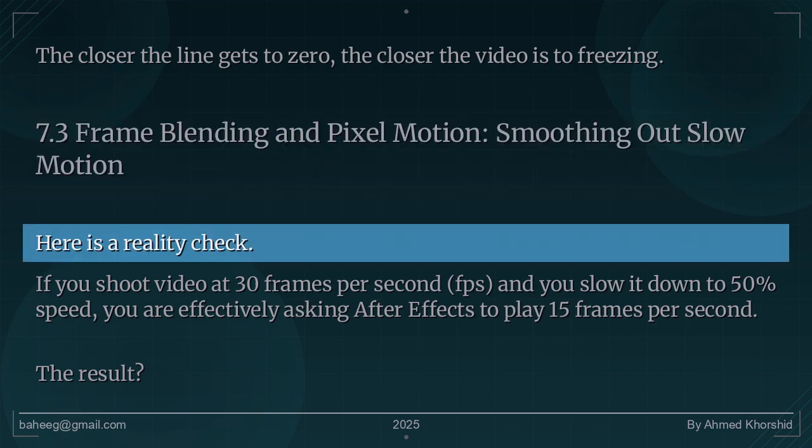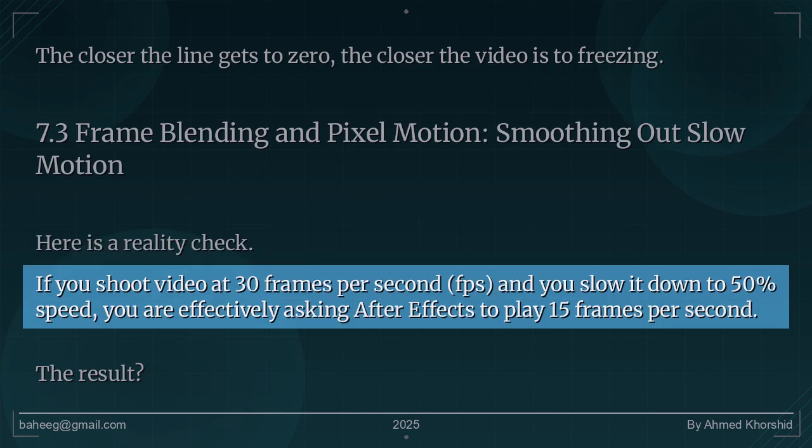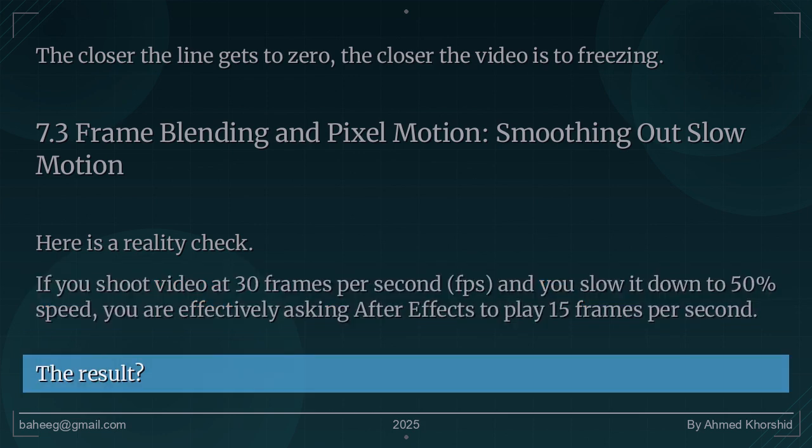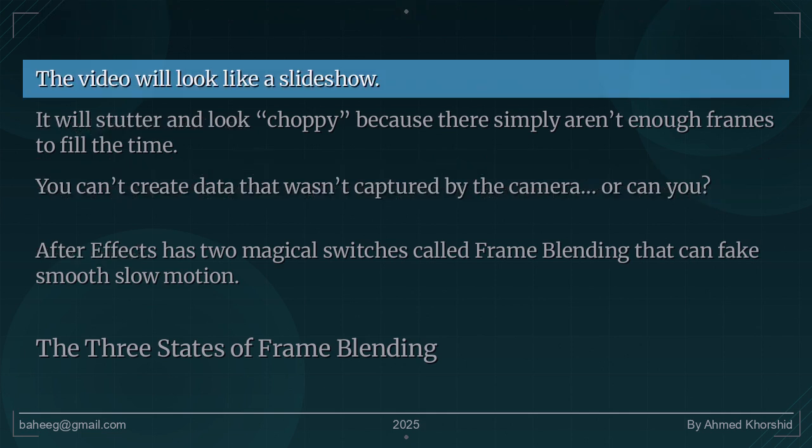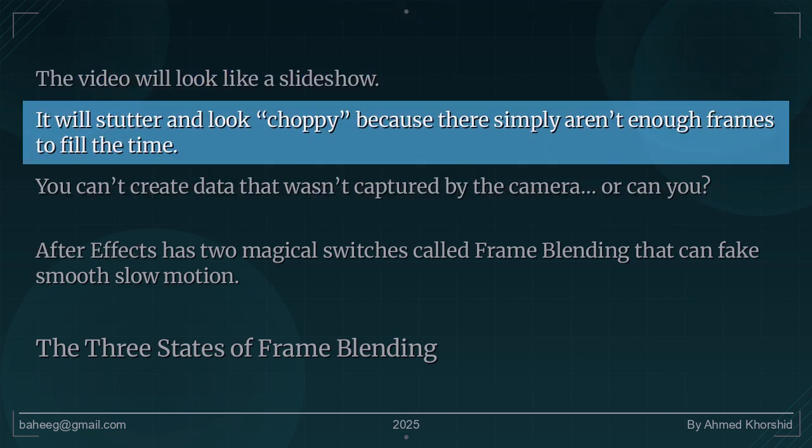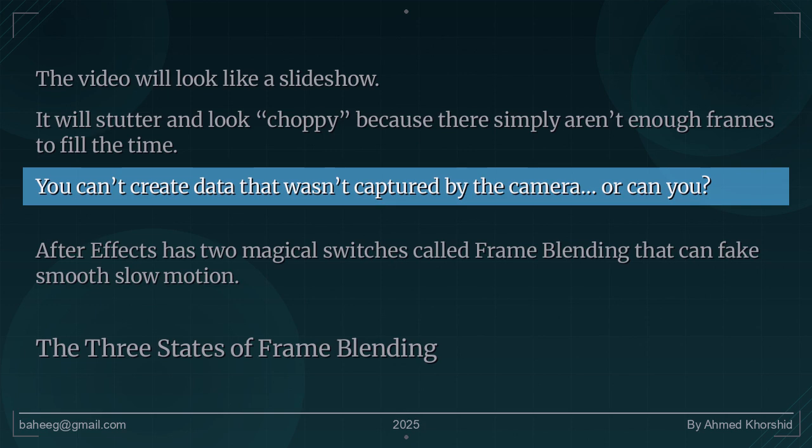Here is a reality check. If you shoot video at 30 frames per second, FPS, and you slow it down to 50% speed, you are effectively asking After Effects to play 15 frames per second. The result? The video will look like a slideshow. It will stutter and look choppy because there simply aren't enough frames to fill the time. You can't create data that wasn't captured by the camera, or can you?